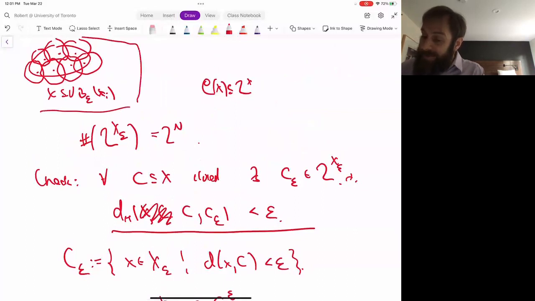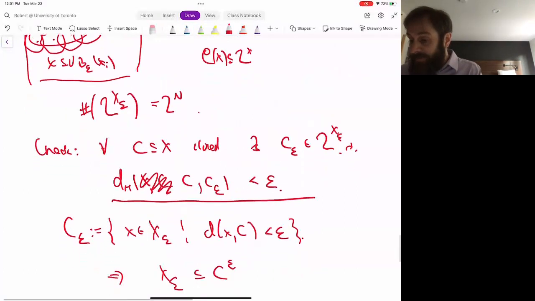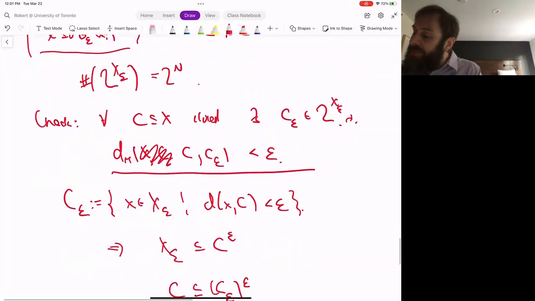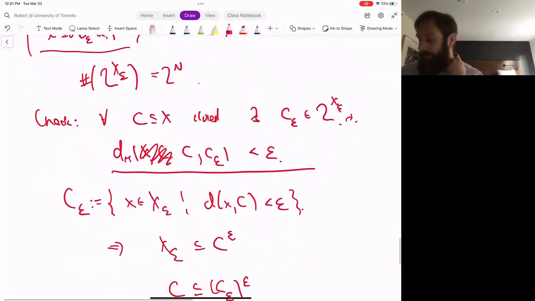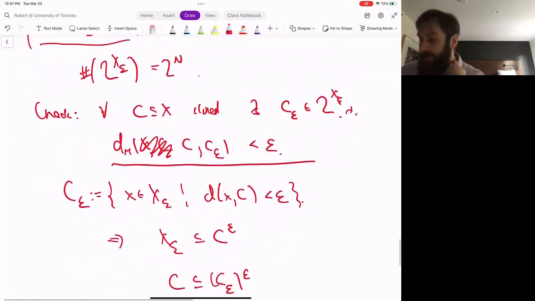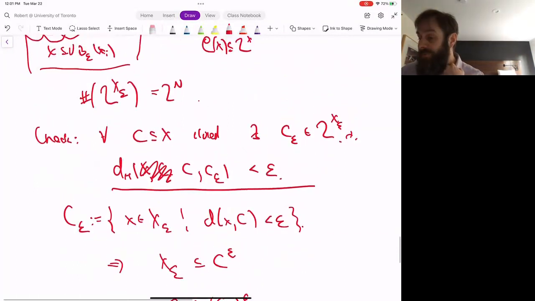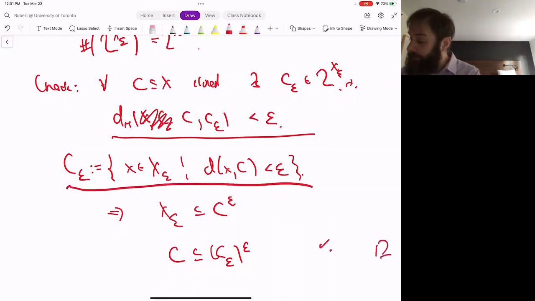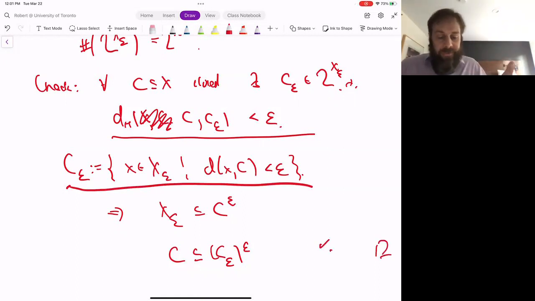these points cover X. So in fact, every point in X is within epsilon of some point in X epsilon. Have I got this right? Every point in X is within distance epsilon of one of the xi's, and that xi will be included in this C epsilon by its definition. So I have this as well. Great. So somehow completeness trivializes compactness.